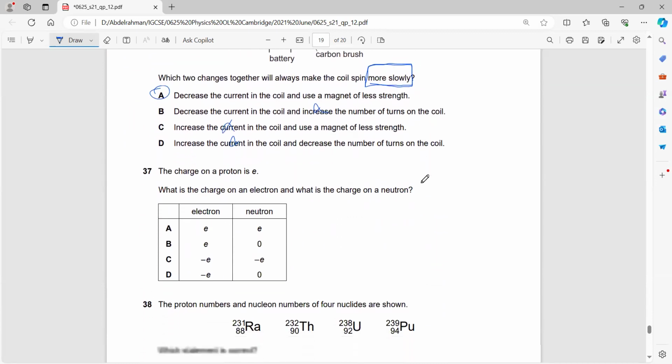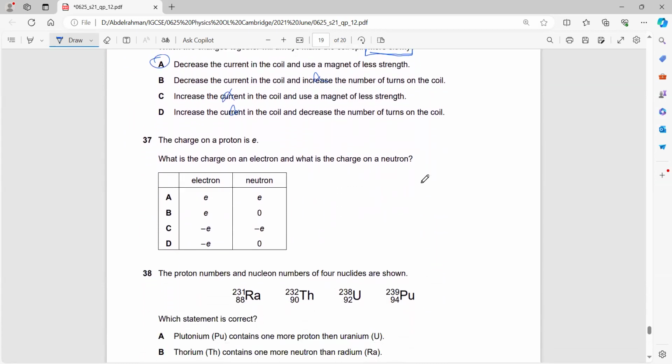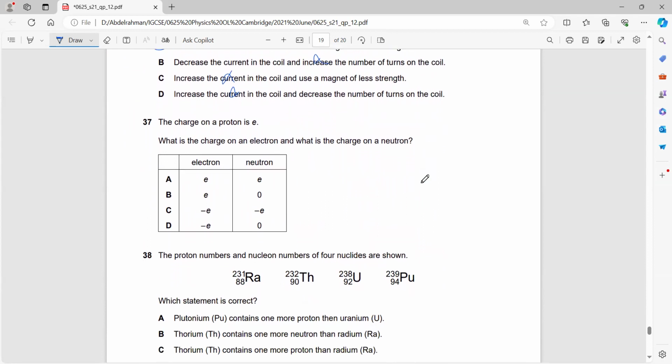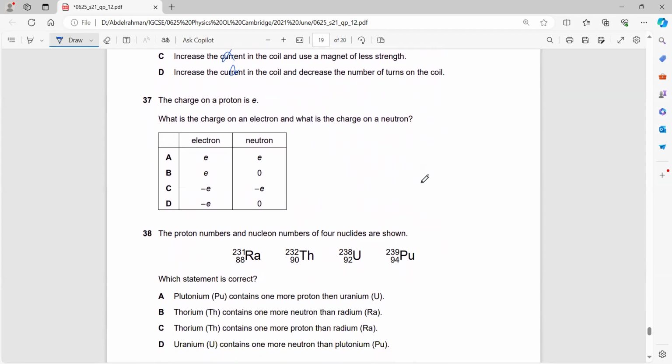The charge on a proton is E. What is the charge on an electron and a neutron? If a proton is E, then the electron should be negative E and the neutron is 0.